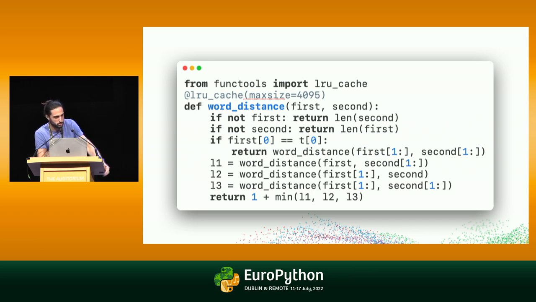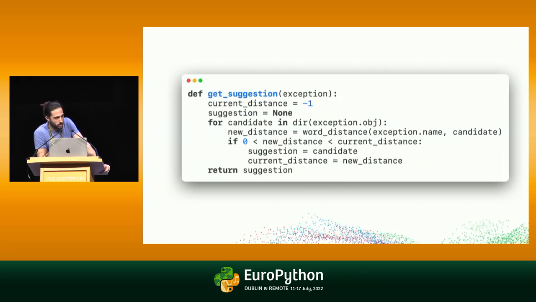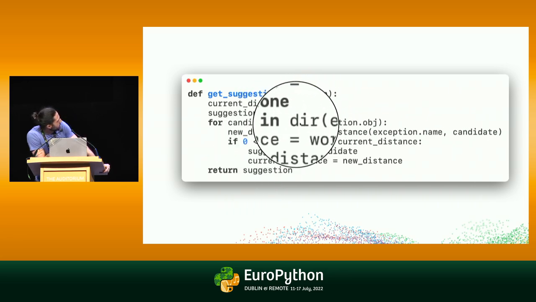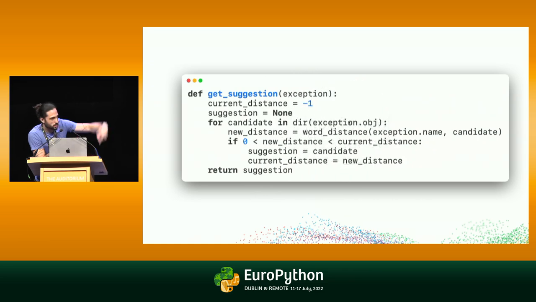So you can search this in Wikipedia. It's not important for this. It's just that this computation may be quite heavy. So what we do here, this is the basic algorithm. We initialize the current distance to -1, and then we use the dir function over the object just to give us all the real attributes that are there. Then we try all possible attributes. We calculate the word distance. We take the smaller one, and then we return that as the suggestion.